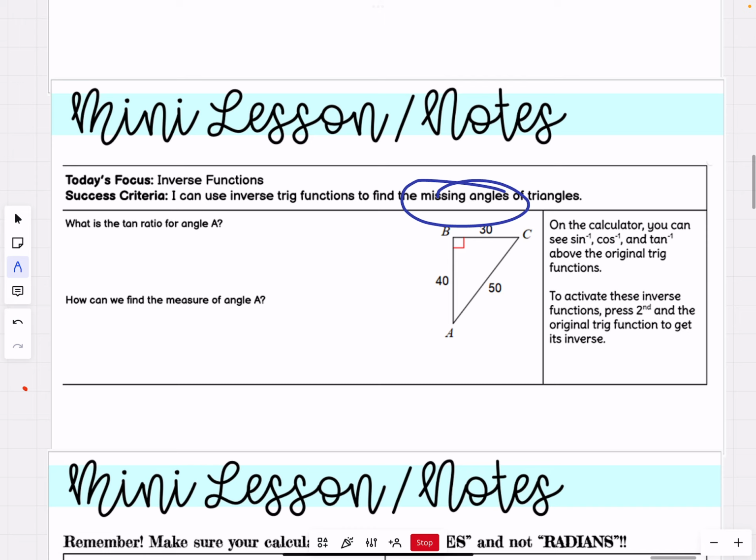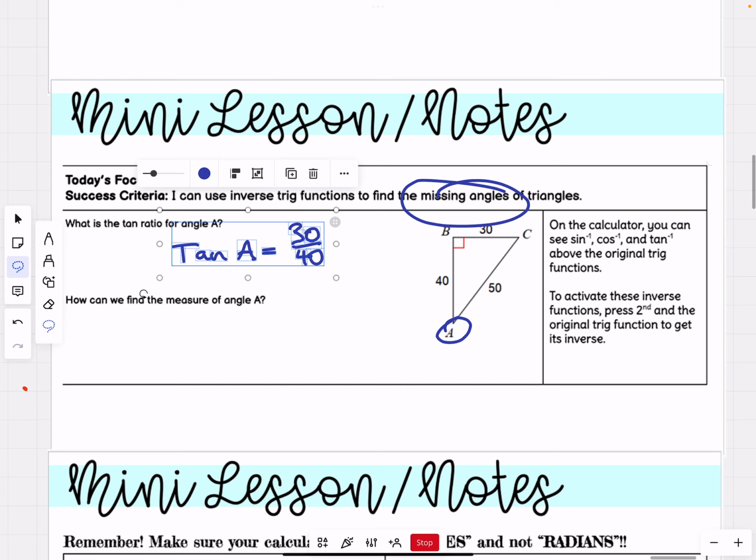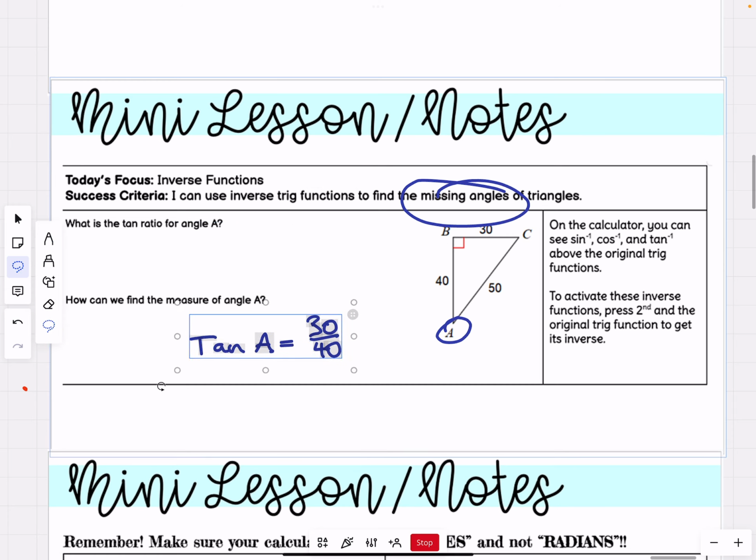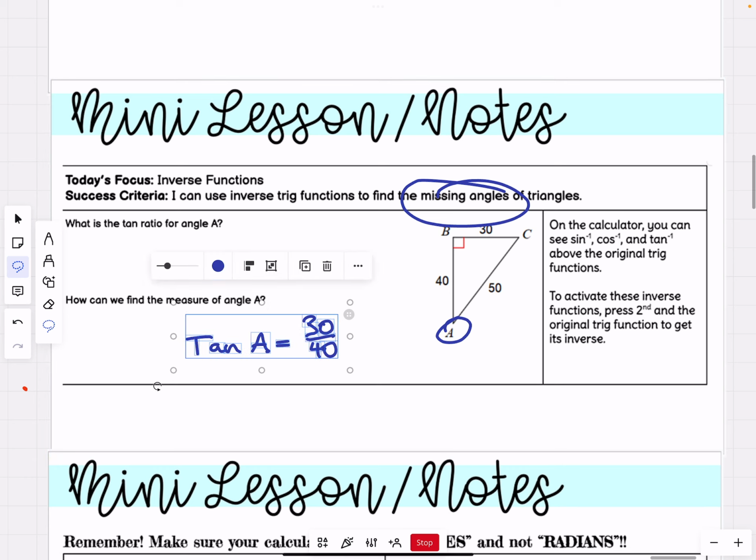Remember that yesterday we said that if we're focused on angle A, I could find the tangent of angle A by using my opposite over adjacent, which is 30 over 40. Right? And so if I were to take that, I'm really not interested in what the tangent is, but I'm really interested in what the measure of A is.